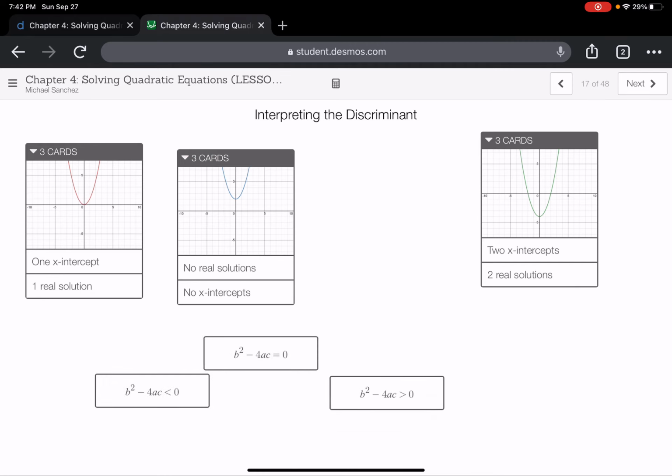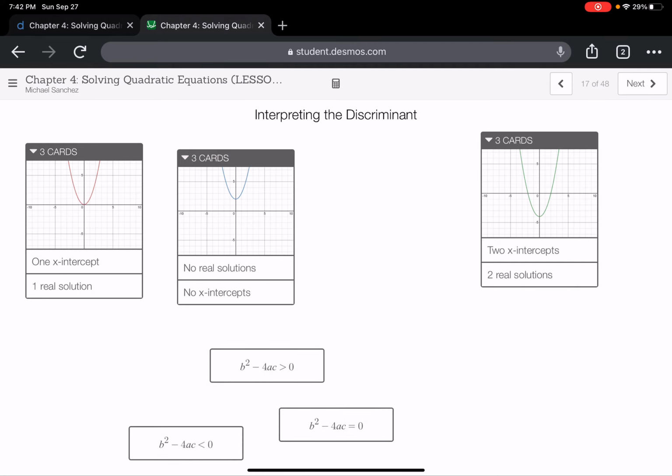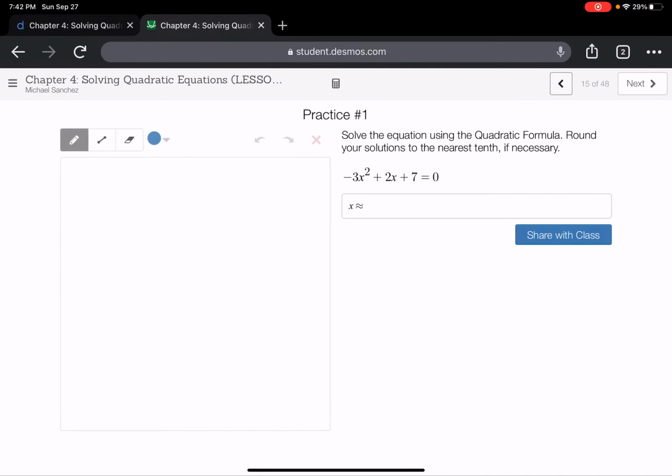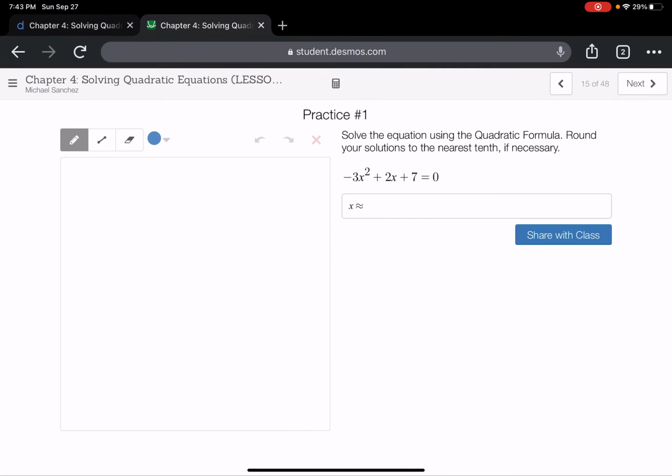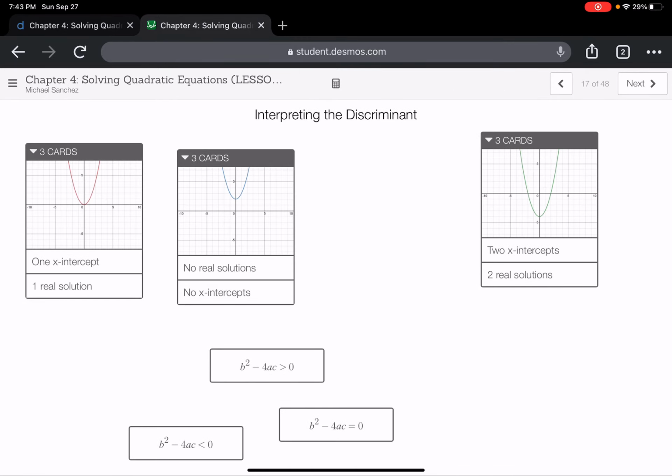All right, so then we're going to talk about this piece right here, b squared minus 4ac. If we think back to our quadratic formula, that's this piece inside the square root, and that is our discriminant. So we can find out whether our equation has one solution, two solutions, or zero solutions if we just focus on this piece of our quadratic formula.